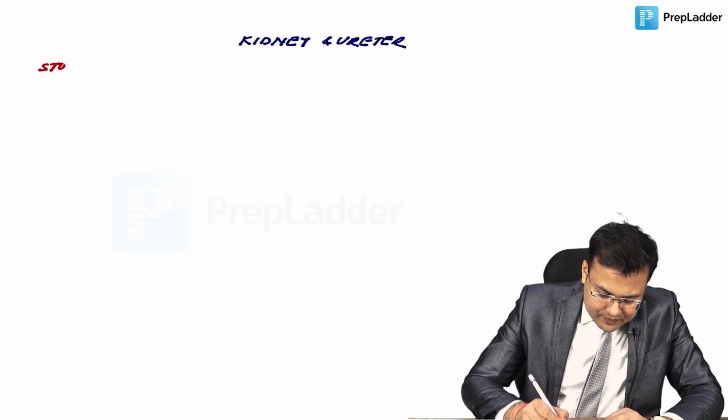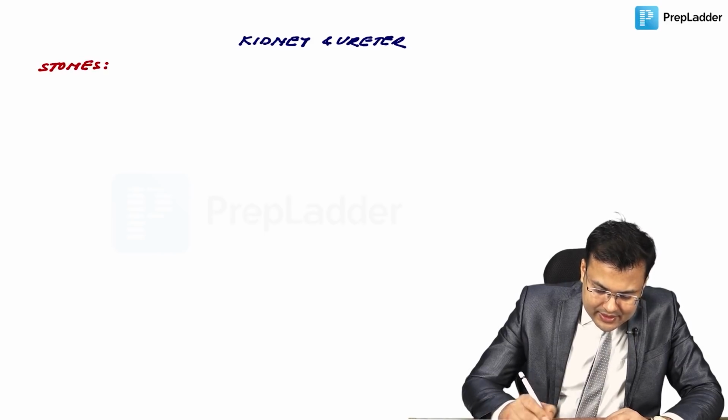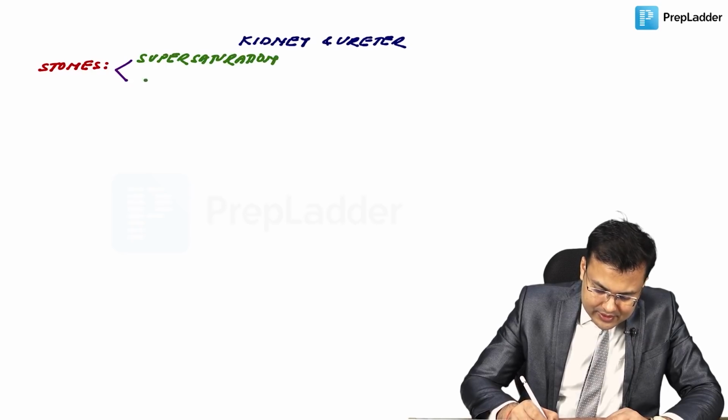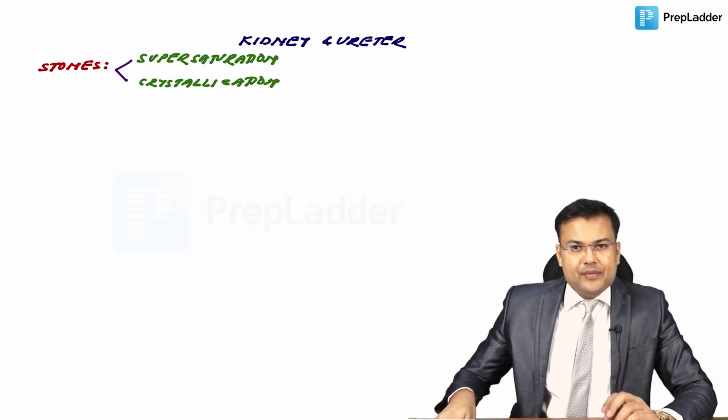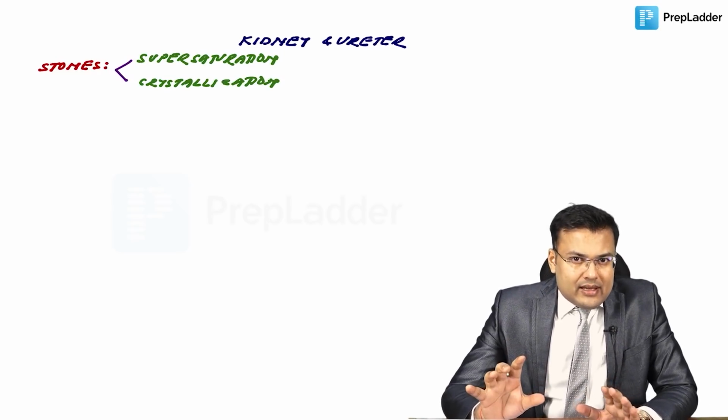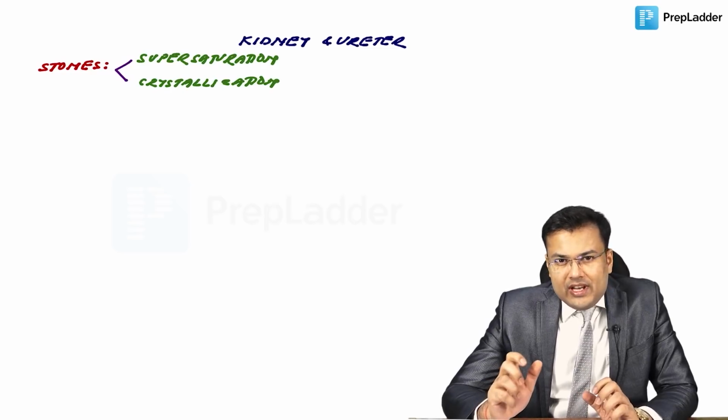So for renal stones, what are the mandatory factors? One is supersaturation, and the second is crystallization. Simple. After that, there are Randall's plaques, and these Randall's plaques act as a nucleating agent.